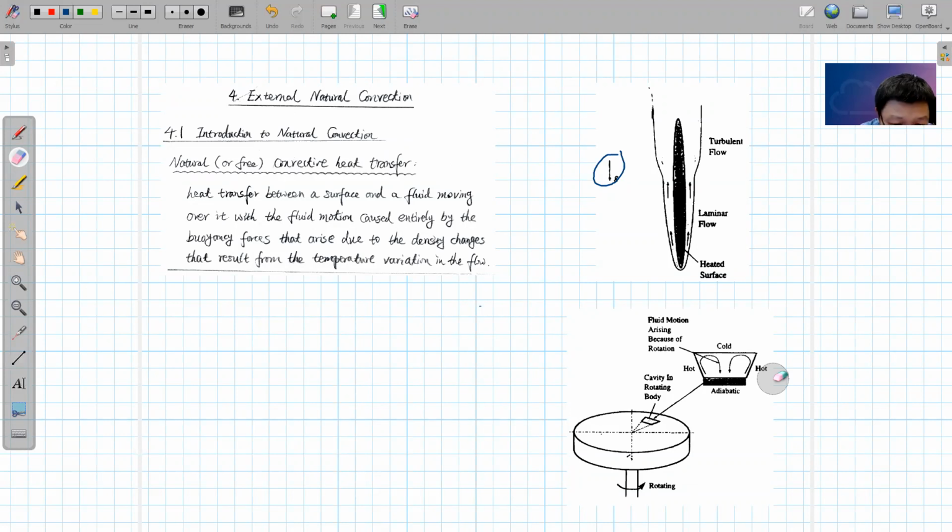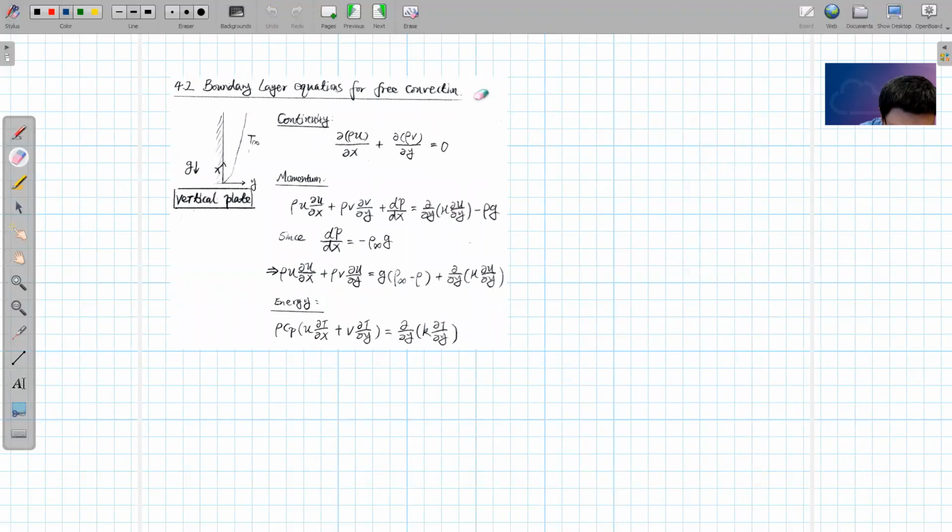So in the literature, some people make this difference, but generally speaking, we can just consider that natural convection is also called free convection. And to study natural convection, we start from the governing equation.